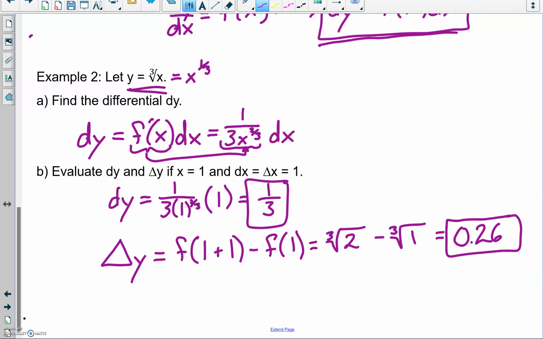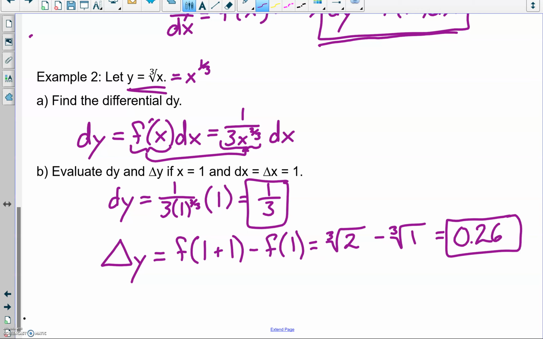So if you think of the 1/3 as being 0.3 repeating, or 0.33 if you're rounding to two places, 0.33 is not a terrible approximation of 0.26. It's certainly off by some, but it's not a terrible approximation. And the closer you are to the original x, here we let dx and delta x be 1. If dx equals delta x was 0.5, your approximation for the dy is going to be even better.